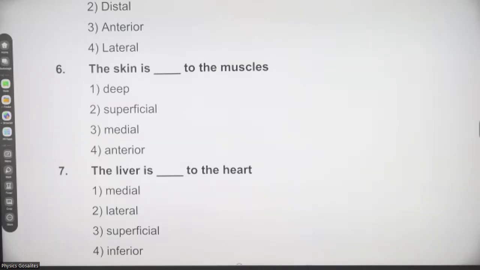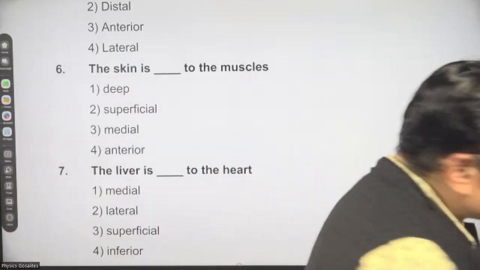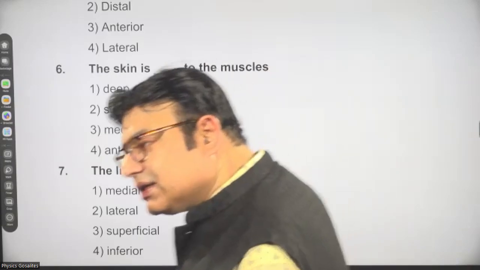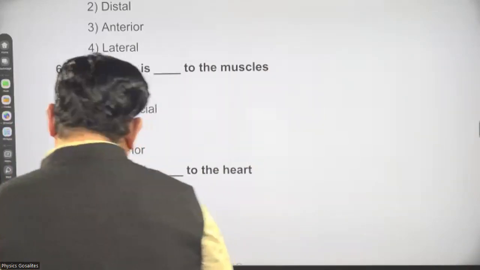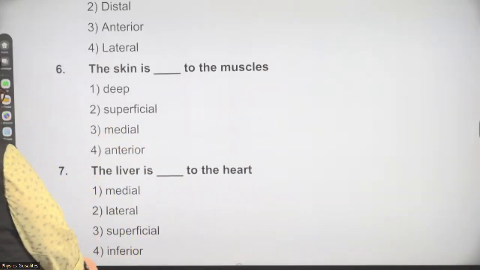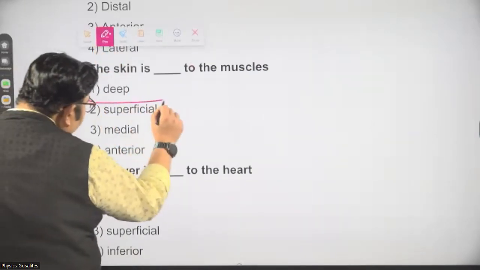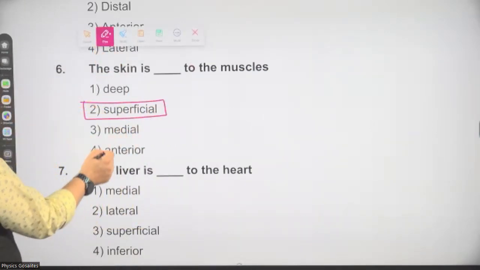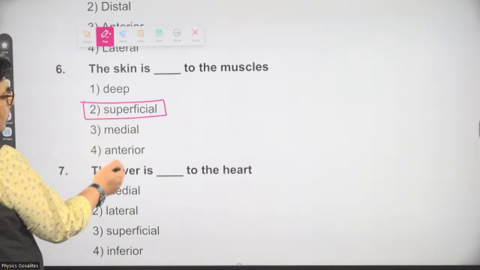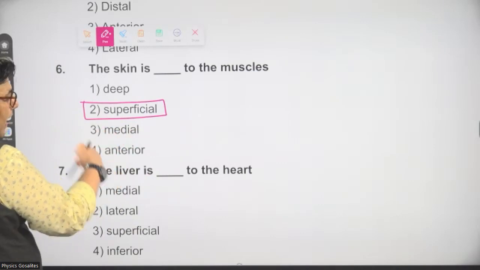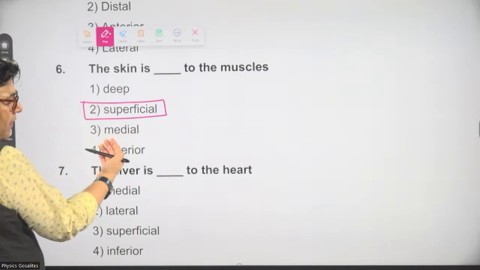You know the meaning of deep, you know the meaning of superficial, and medial and anterior. These meanings also you know. Here they gave the correct answer on this side, and the correct answer is skin is superficial. Skin is superficial. Now, all those who thought of anterior, anterior is a term of position, not a tissue.